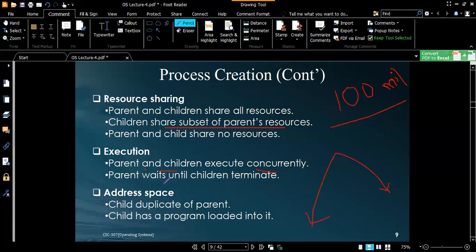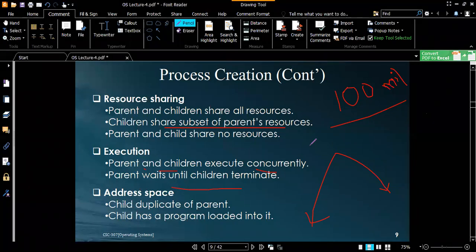Or it can be like this, that the parent waits for the children to terminate. So basically the parent will always be there, it will wait for the child. Whenever the child finishes its work, only then will the parent finish. So the parent will be waiting for the child, or you can say the child will be dependent on the parent, like the parent will take care of the child.